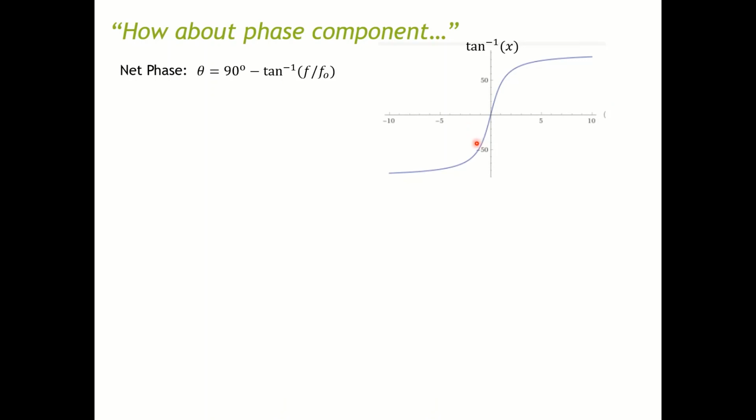If you have x equal to 0, you have the inverse tan equal to 0. But if you have x go to infinity, you actually have the inverse tan go to 90 degrees. So the value of inverse tan is capped at 90 degrees.